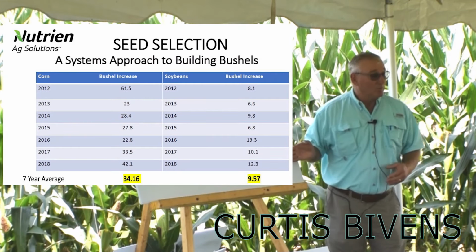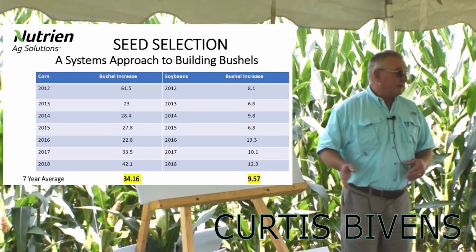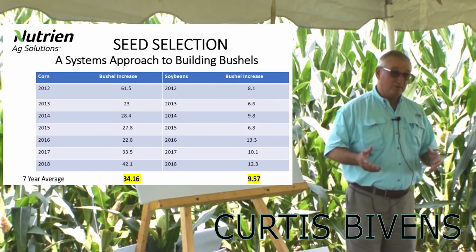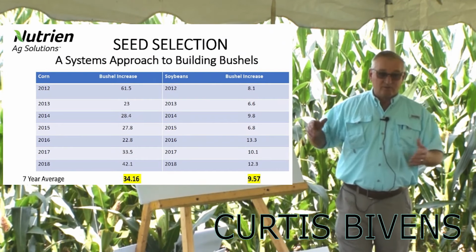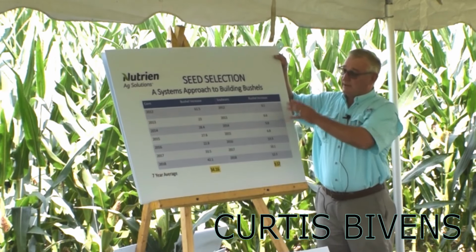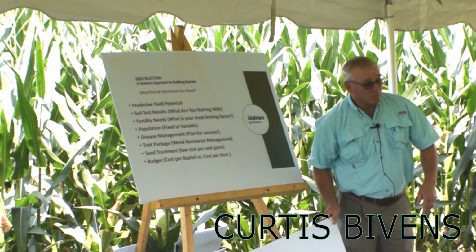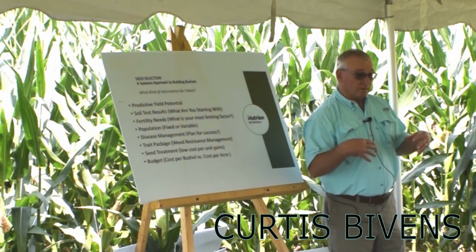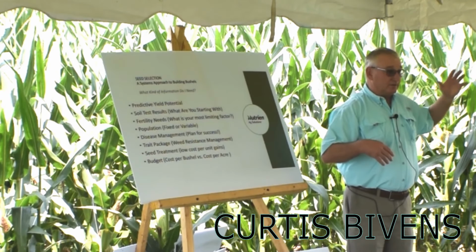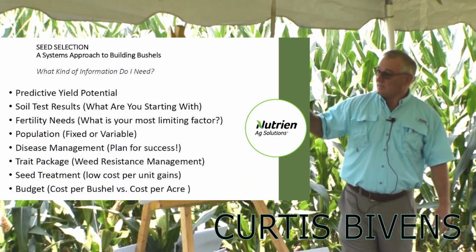Beans the same way. Bean was an average of 9.5 bushels. Pretty significant differences, right? So we train our crop consultants, and we have all our testing done locally so we know what works here, not off in these other areas, okay?